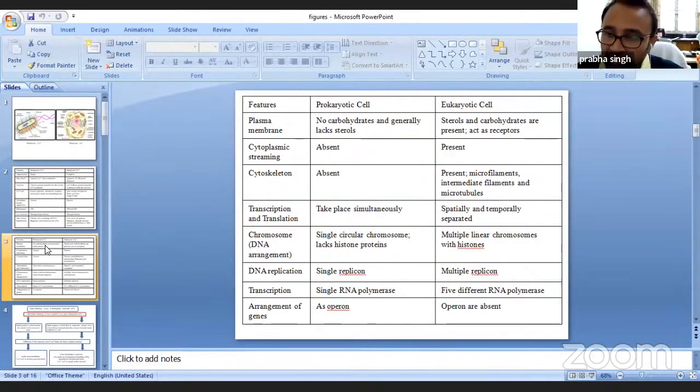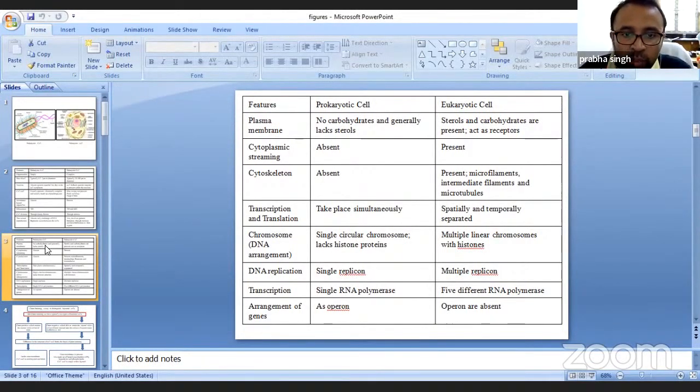But in the case of a smaller room, even if you speak normally, it is audible. So the same thing applies in the case of prokaryotic and eukaryotic cells. In the prokaryotic cell, the cytoskeleton is absent, while in the eukaryotic cell, we have a complex cytoskeleton, and this cytoskeleton also helps in the movement of cell organelles from one place to another. Here the cytoskeleton is mainly formed by microfilaments, intermediate filaments, and microtubules.